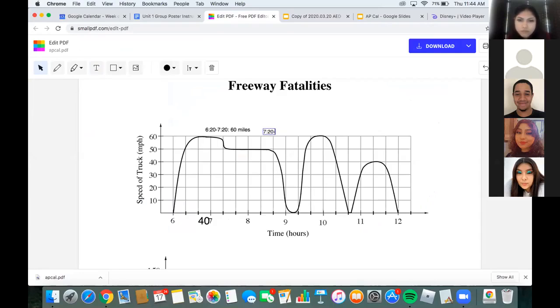Miles per hour decrease. 10-mile decrease. 10-mile? Yeah.